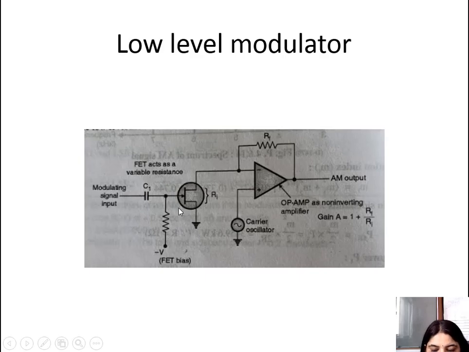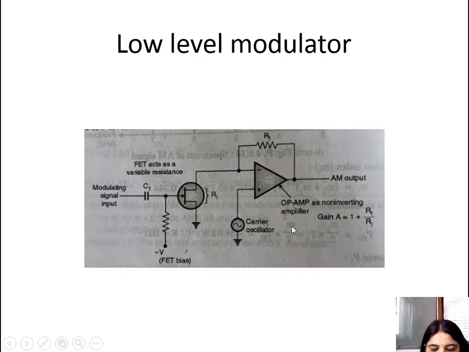So over here the resistance of the JFET will change according to the modulating signal amplitude. As the modulating signal amplitude increases or decreases, the resistance offered by this JFET also changes, and due to that the gain of the amplifier also changes due to the modulating signal. So the carrier signal which is applied at the non-inverting terminal will be amplified and gives the output, that is the more positive going modulating signal.